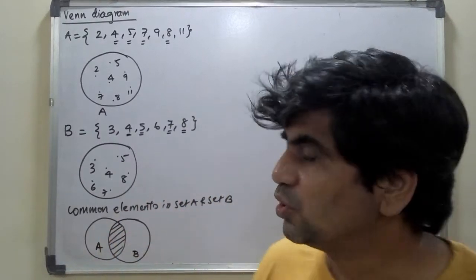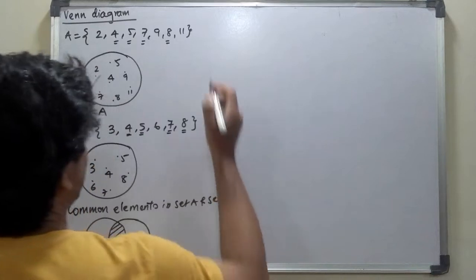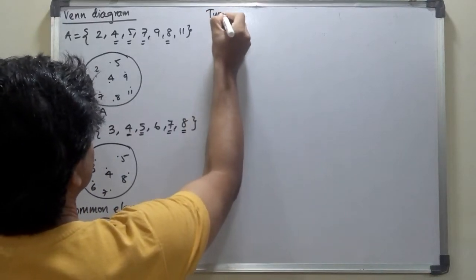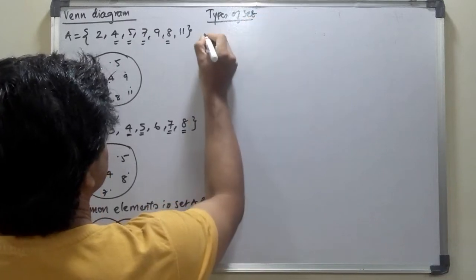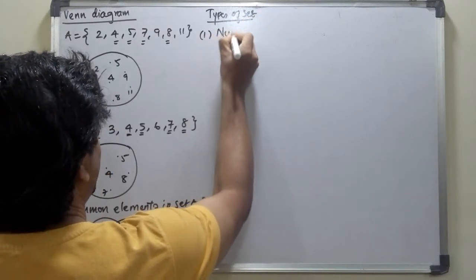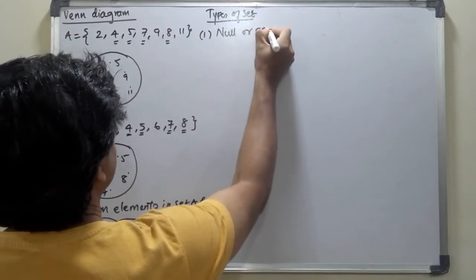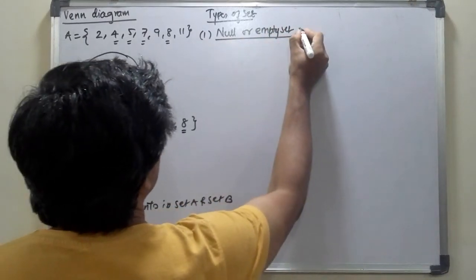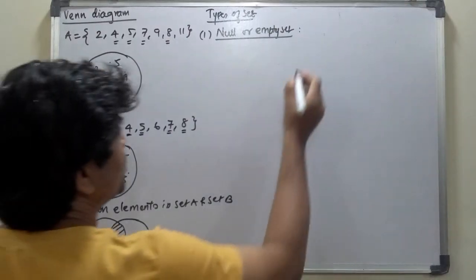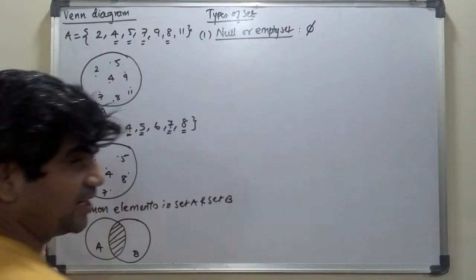Okay, so now let us go to the types of sets. The first type of set is called the null or empty set. The word itself tells you what null is. So this is the symbolic form of it.